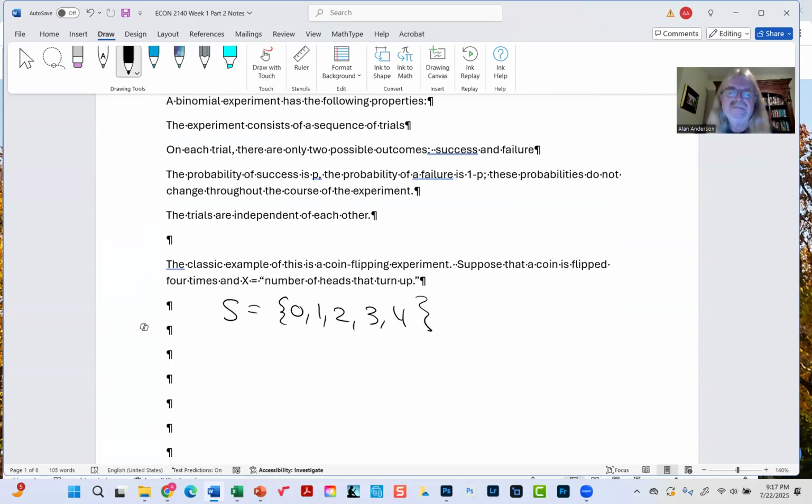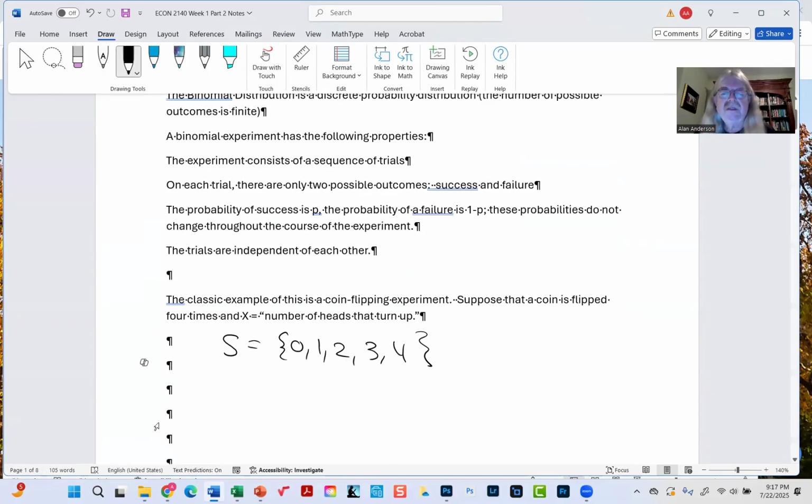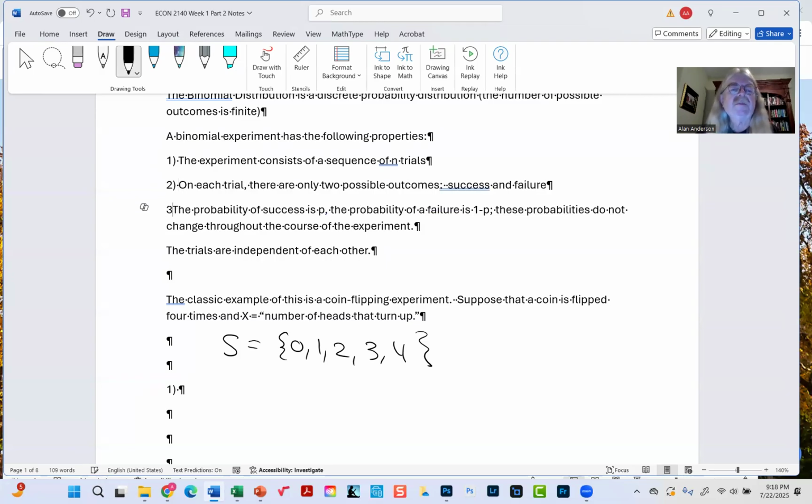Now, does this qualify as a binomial experiment? Well, actually, I probably should have numbered these, just so we can keep track of which one is which. N trials is number one. On each trial, there are 2 possible outcomes, success and failure. We'll call that number 2. Number 3, the probability of success is P. The probability of a failure is 1 minus P. And most importantly, these probabilities do not change throughout the course of the experiment. And then finally, number 4, the trials are independent of each other.